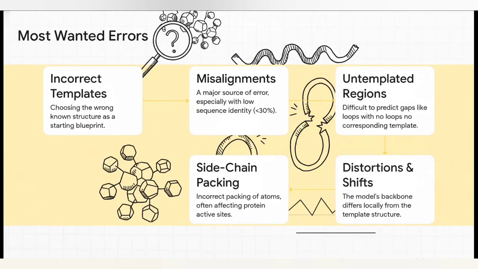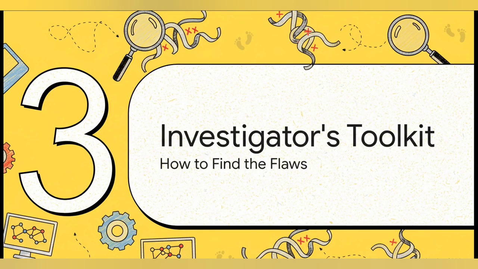And that brings us to the most wanted list for protein modeling errors. You can have some real classic mistakes here. Number one, you could just pick the wrong blueprint to start with. That's an incorrect template. Or maybe the blueprint is right, but you line things up all wrong. That's a misalignment. Sometimes there are parts with no blueprint at all, so you have to guess, and those guesses can be wrong. You can also get weird distortions and shifts, but the most common one of all? Getting the tiny little side chains packed together incorrectly. It's a classic.